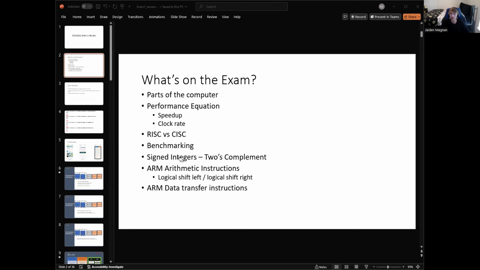Your reduced instruction set computer versus your complex instruction set computer. Know those benchmarking sheets you've seen in discussion and in lecture, know how to read those and what they mean. Signed integers, know how to do negative numbers in binary, two's complement, and then simple ARM instructions like how to add numbers, shifting left, shifting right, and some data transfer instructions like load and store. This is everything you need to know for the exam. If you know all this, you'll be good to go. There are not going to be any curveballs.